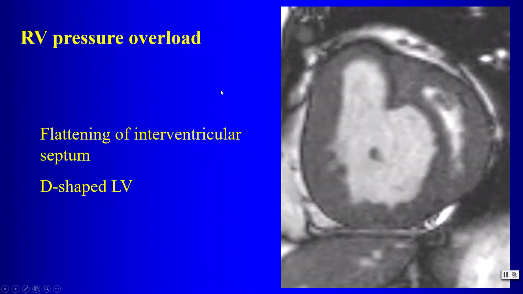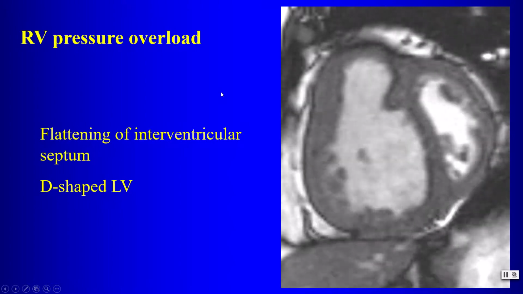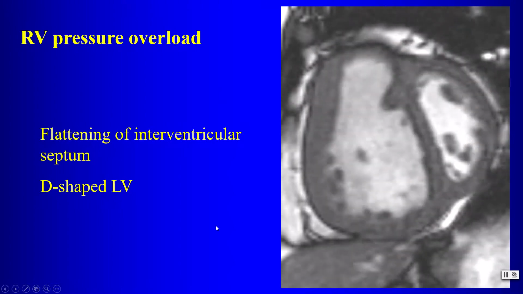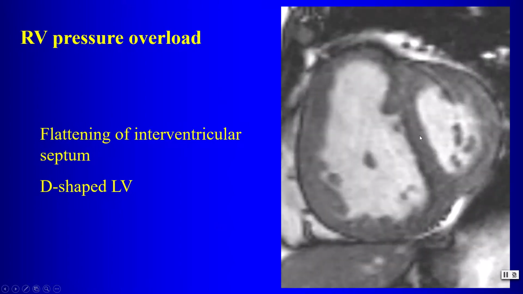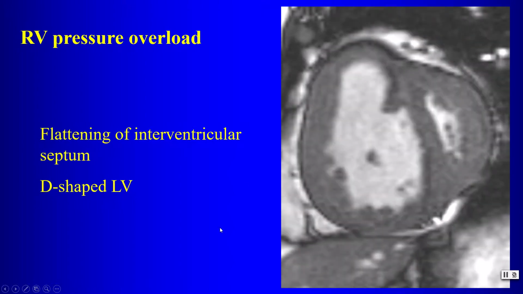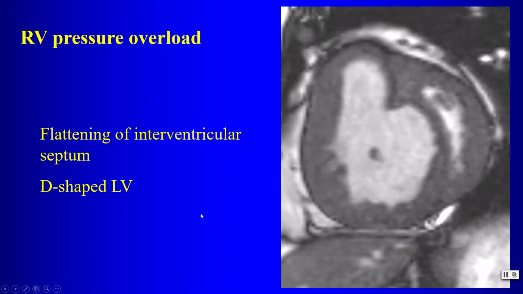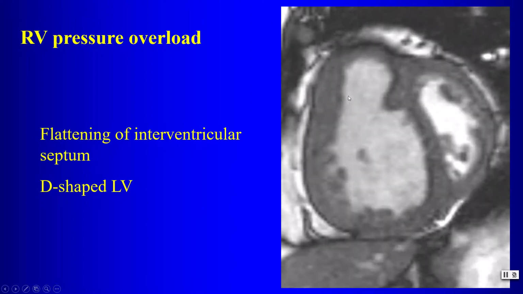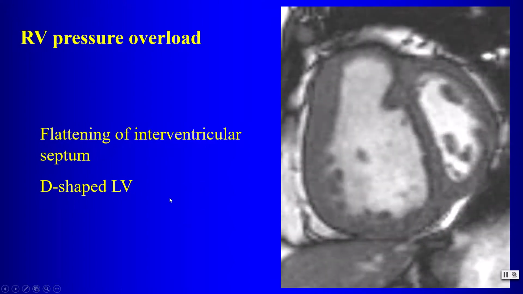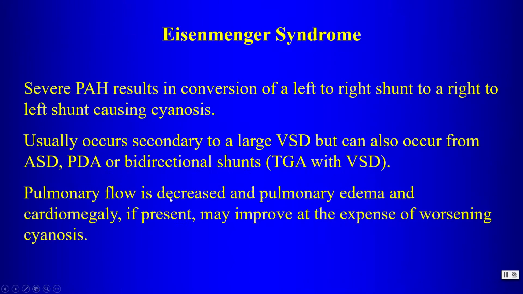So, findings of right ventricular pressure overload. Here on this MR, we can see flattening of the interventricular septum. Notice the marked dilatation of the right ventricle and right ventricular hypertrophy, and also this D-shaped left ventricle as a result of the right ventricle pushing on the interventricular septum.